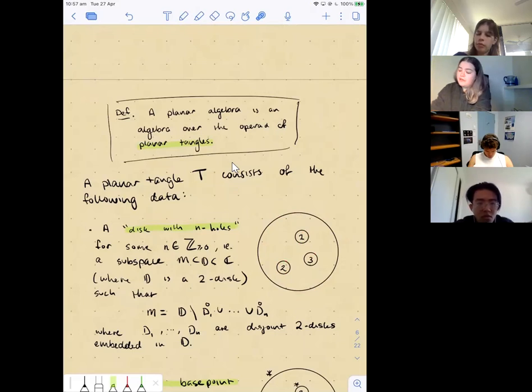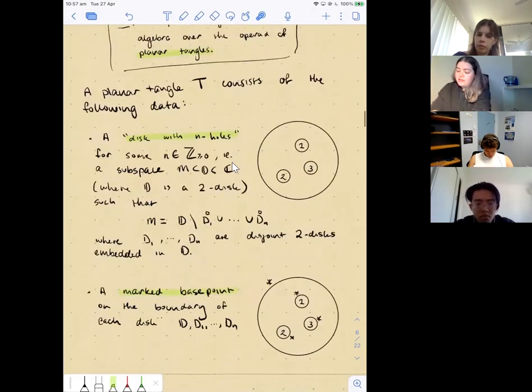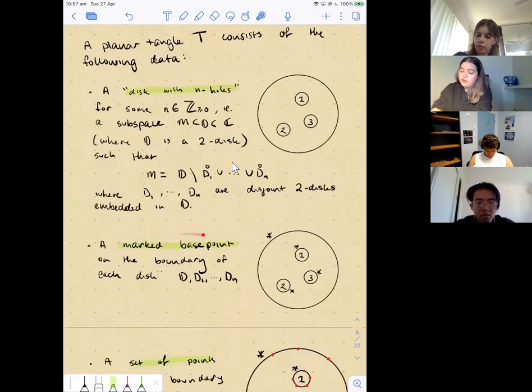And basically, to formalize what this means, we have a 2-disc embedded in the complex plane, which has removed from its interior a series of disjoint 2-discs. And then on these discs, we have what we call a marked base point. You can see here the little asterisks on the disc. We give a base point on each disc that allows us to give a sense of orientation on the disc.